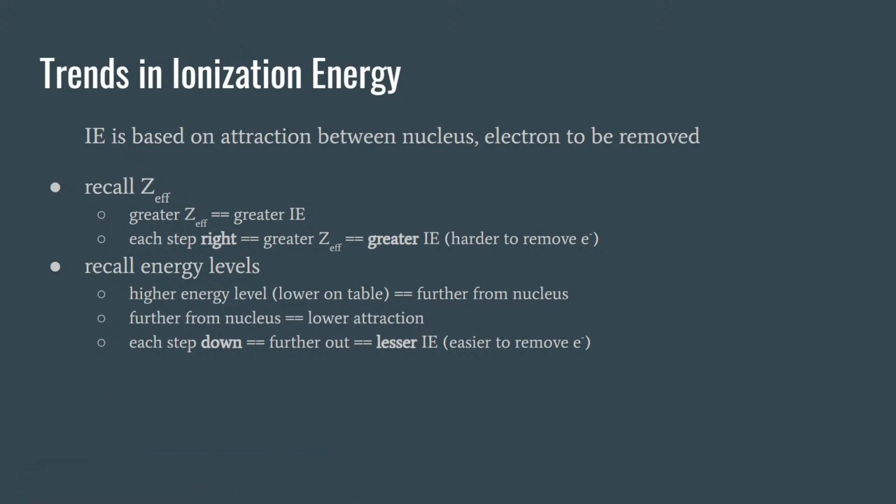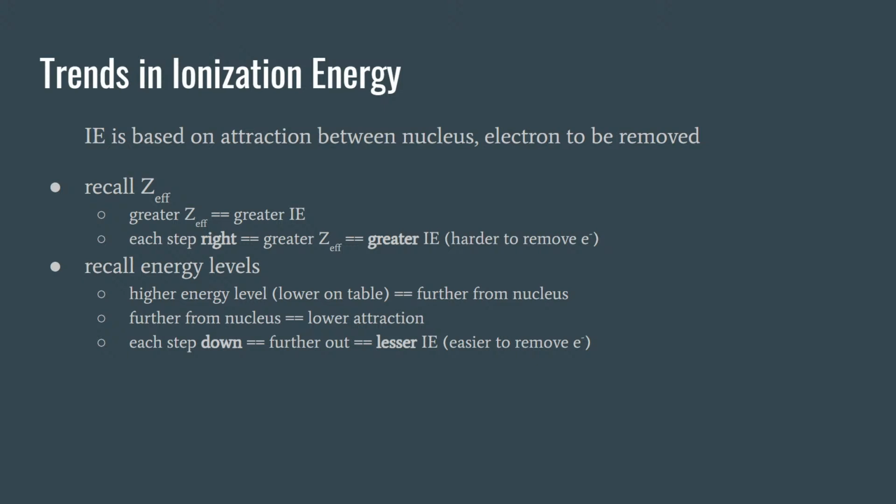So, ionization energy. It's based on the attraction between the nucleus and the electron to be removed. And we can explain differences in ionization energy in the exact same way that we explain atomic radius, using effective nuclear charge and energy levels. So greater effective nuclear charge means greater ionization energy. The harder the nucleus is pulling on those electrons, the harder they're going to be to remove. So every step you take to the right on the periodic table is going to be a greater ionization energy. So the electron is going to be harder to remove.